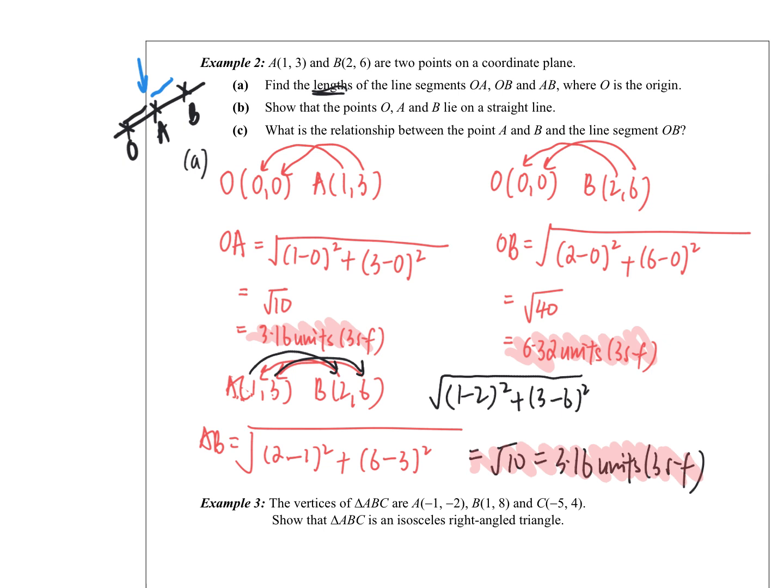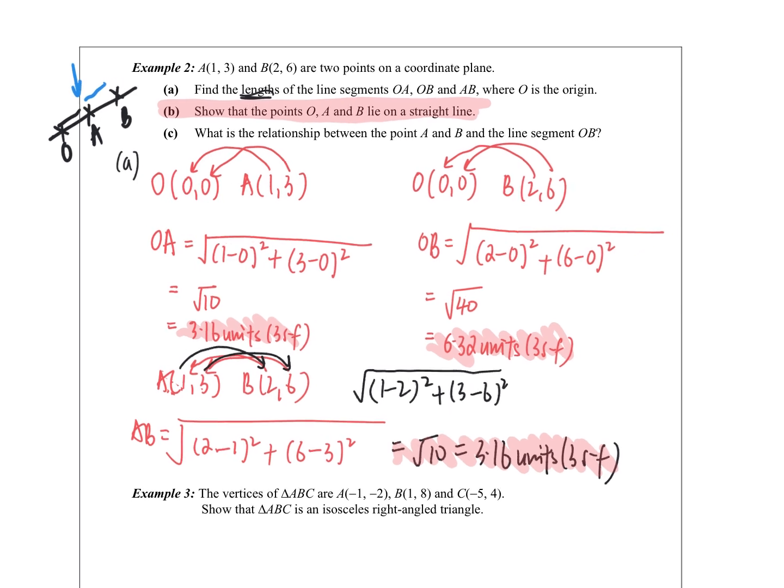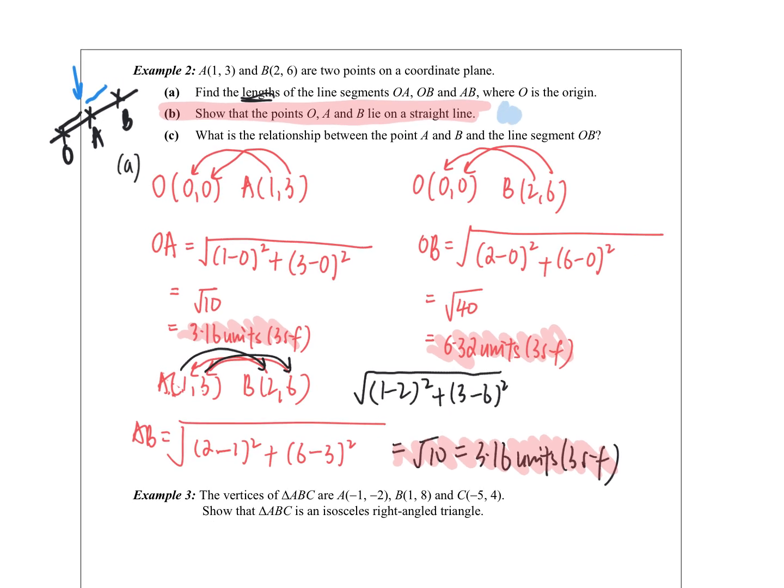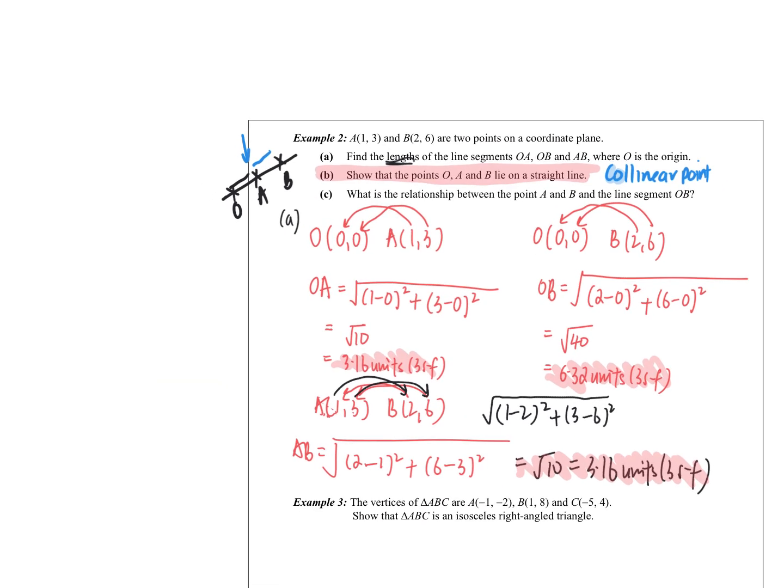This is a common question that O-level likes to ask. Sometimes they ask it this way. Sometimes they ask you to show that they are collinear points. Collinear points. So when they ask this question, you must show gradient and show that they share 1 point in common. So first step, I will find the gradient of OA.